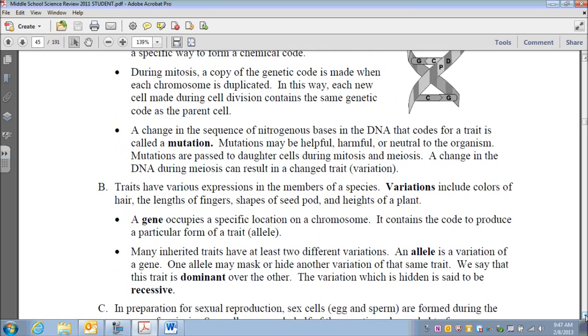During mitosis, a copy of the genetic code is made when each chromosome is duplicated. In this way, each new cell made during cell division contains the same genetic code as the parent cell.